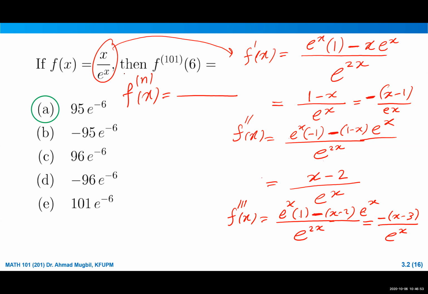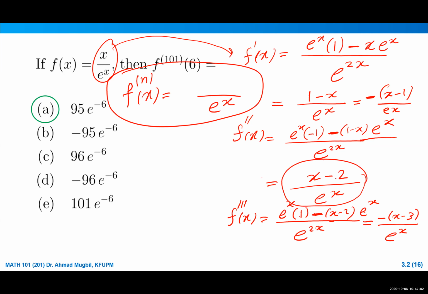It will be equal to, here in the denominator, we will have e to the power x. In a here or here or here, whatever. Look, this is the second. This is the third. This is the first. So in the denominator, we have e to the power x. Here we have x minus 1, x minus 2, x minus 3. So we will have x minus n.